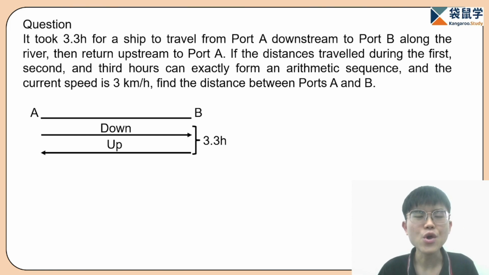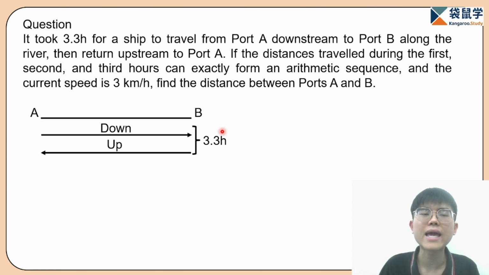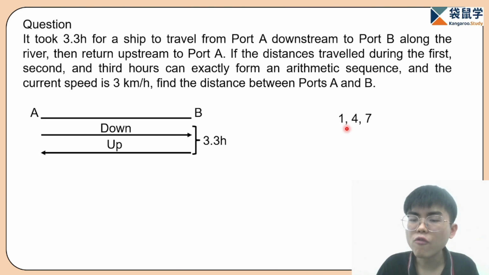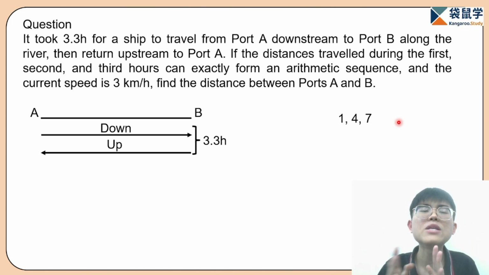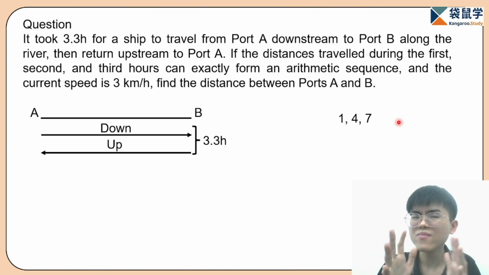And then in this case, we also say that the first, second, and the third hour, they form an arithmetic sequence. So everyone, what does it mean by the arithmetic sequence? Alright, so for example, we say that 1, 4, 7. You can see that the difference from 1 to 4 is 3, 4 to 7 is also 3. We call this the arithmetic sequence. The difference between the consecutive numbers, they are the same.